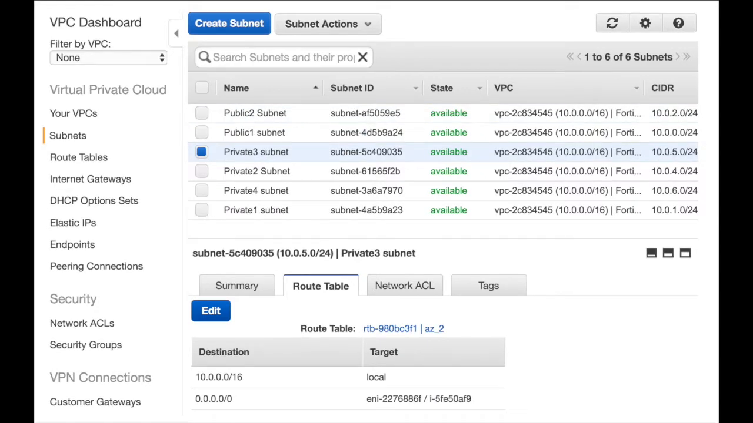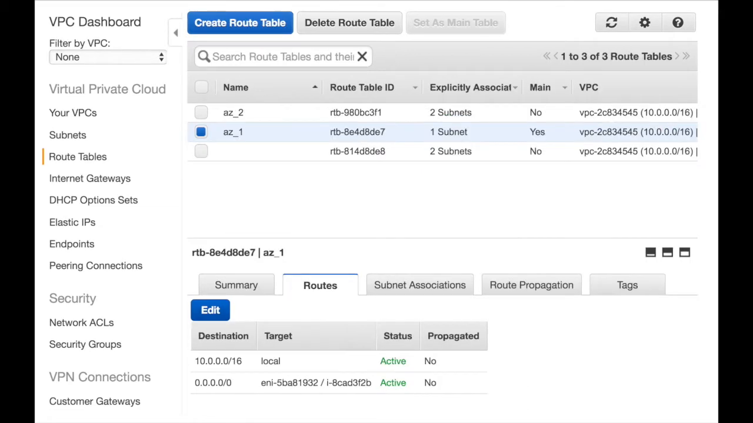The difference between the subnets is the routing table. The public subnet has a routing table with an internet gateway. The private subnet has a routing table with the Fortinet internal interface, which we call an ENI, as the gateway for the private subnet. These routing tables are for private subnets having the FortiGate internal ENI as the gateway.